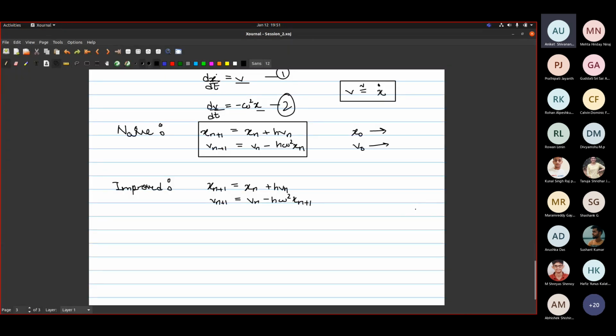And this algorithm has a name. It is called the Euler symplectic method. Why symplectic? I will not explain that, because it is not in the scope of this workshop. But it has something to do with Hamiltonian mechanics if you are interested. I will put it down here, Hamiltonian mechanics.